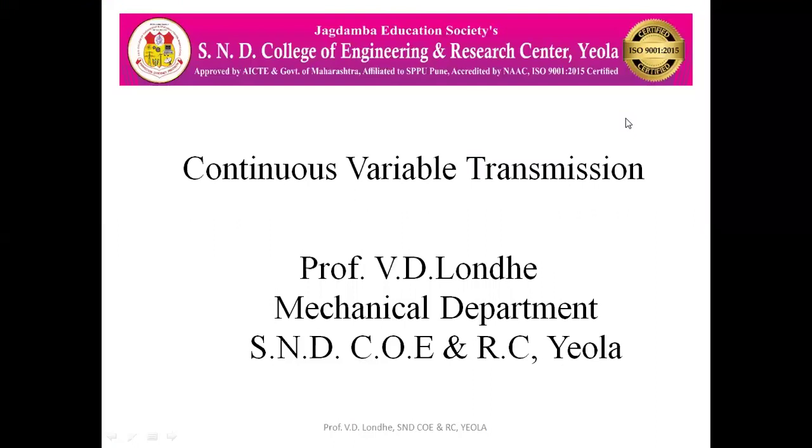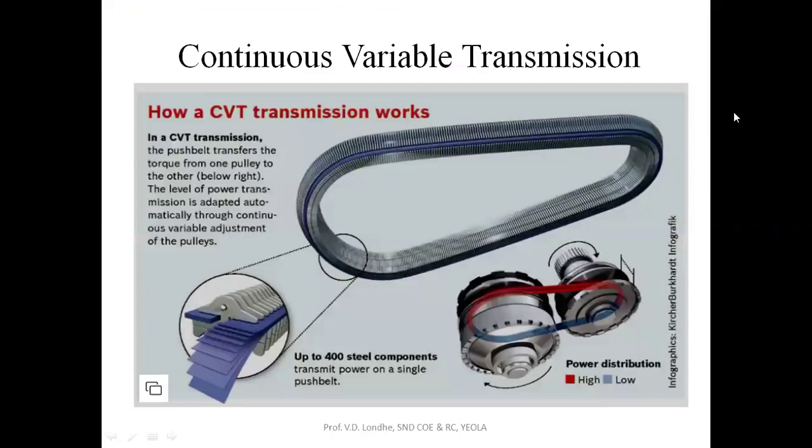Hello everyone. Today we are going to see the continuous variable transmission system. What is this continuous variable transmission system? It is the new version of the gearbox. This is a system used to transmit power without using any gear or gearbox.